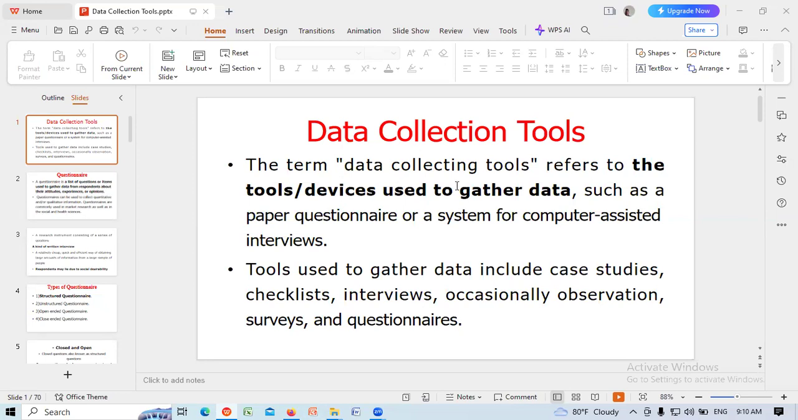The term data collection tools refers to the tools or devices used to gather data, such as a paper questionnaire or a system of computer-assisted interviews. Tools used to gather data include case studies, checklists, interviews, occasionally observation, surveys, and questionnaires.